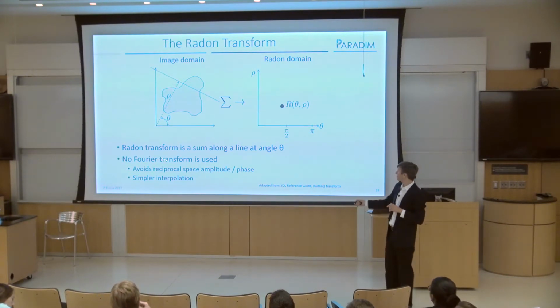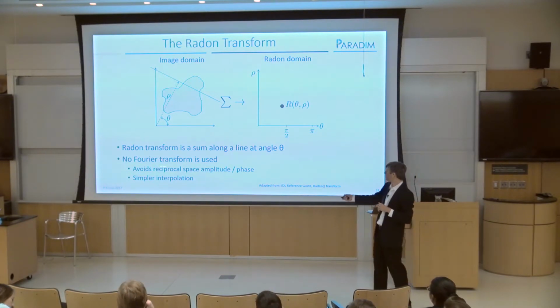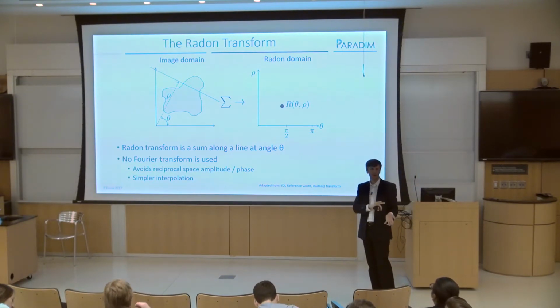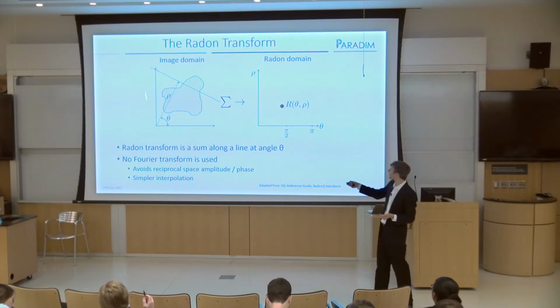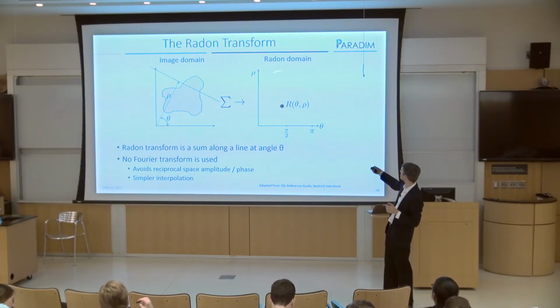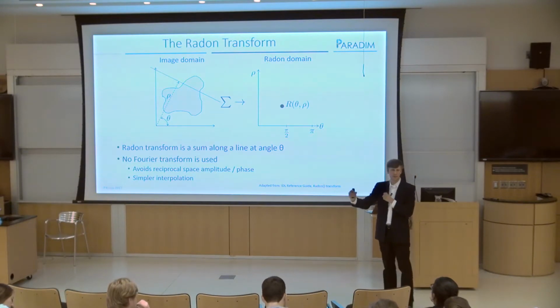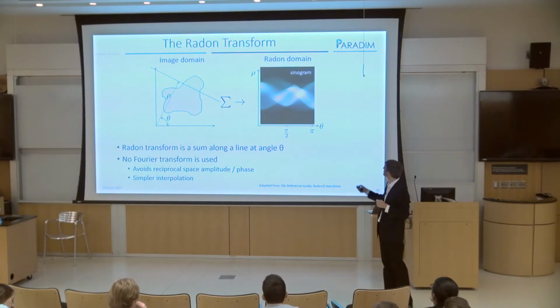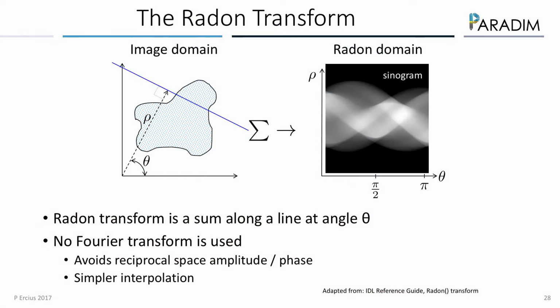So no Fourier transform is used. This avoids the amplitude and phase issue, and there's much simpler interpolation. When we're going to back project, when we're going to get our 3D information from this map, we're going to have to find out what pixels are in between these measurements, and it becomes much more simple.